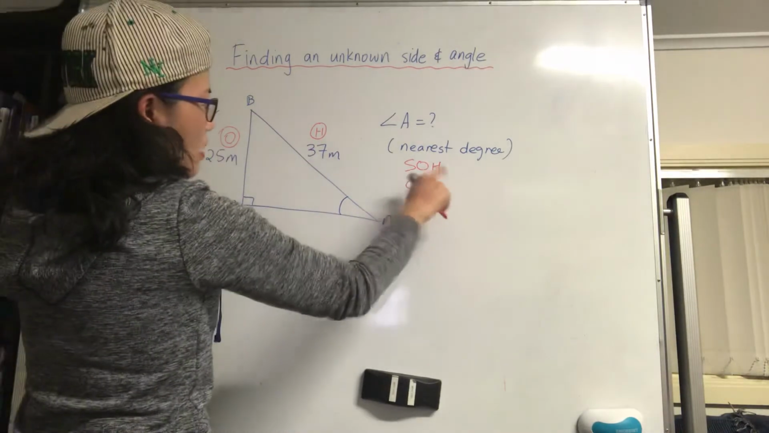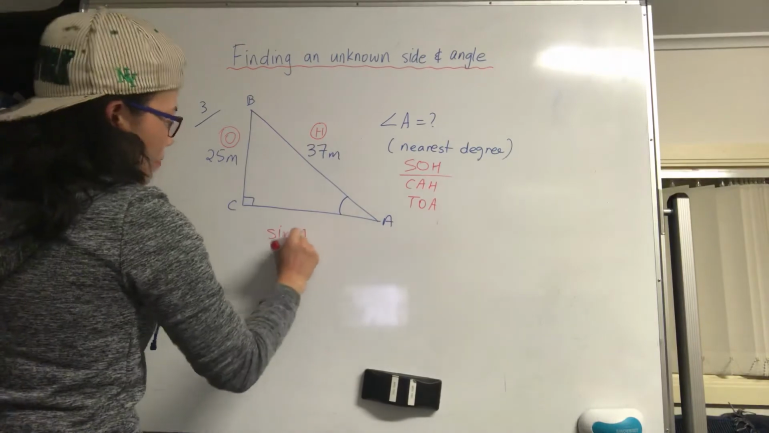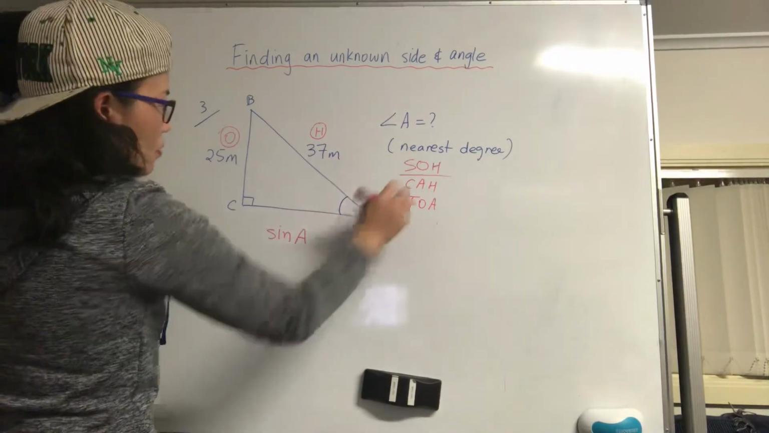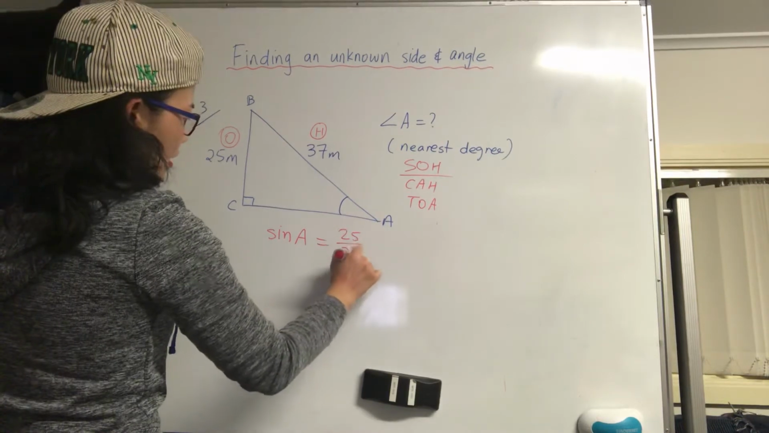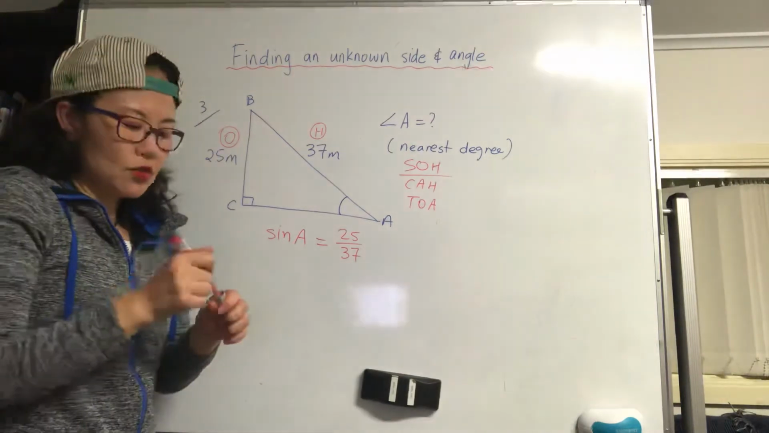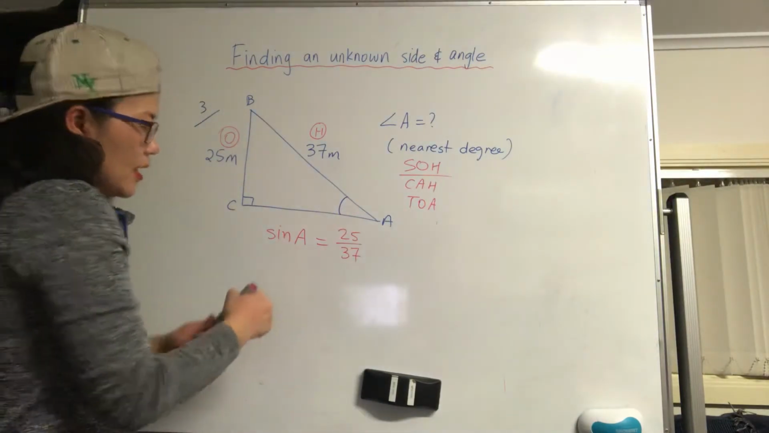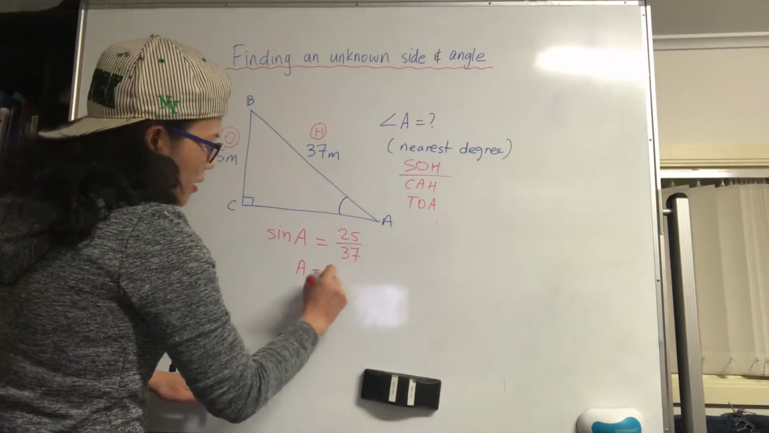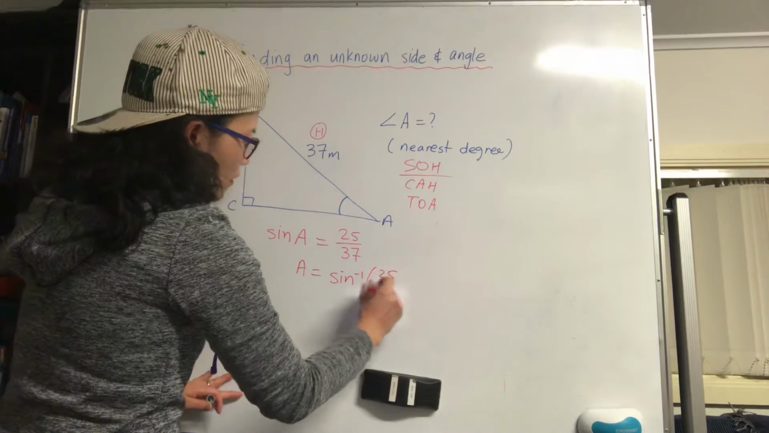O and H is sine. So sine A, because that's what we're looking for, equals O over H, 25 over 37. Now remember, to find the angle you have to use shift and the trig ratio. So in your calculator, A is inverse sine of 25 over 37.